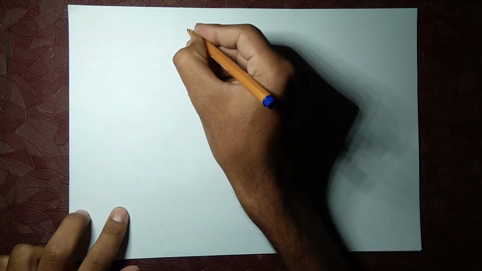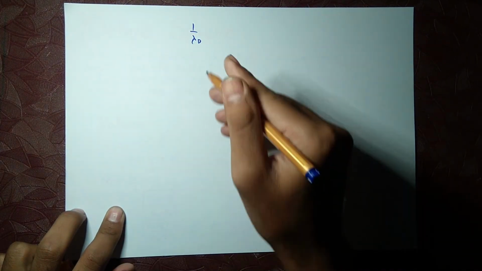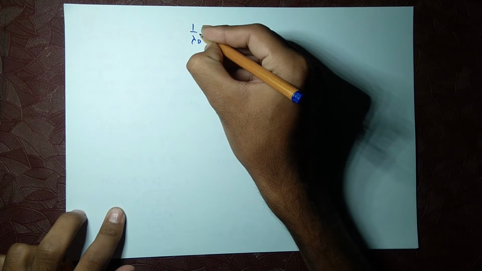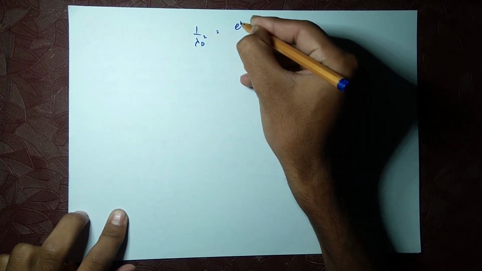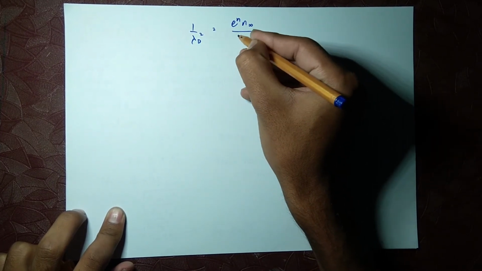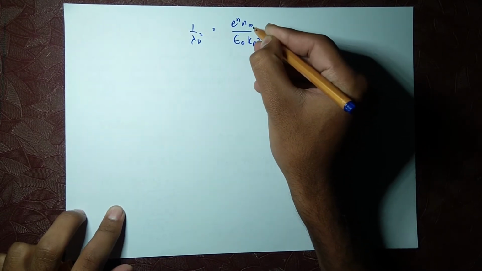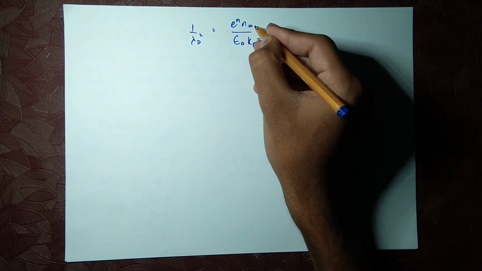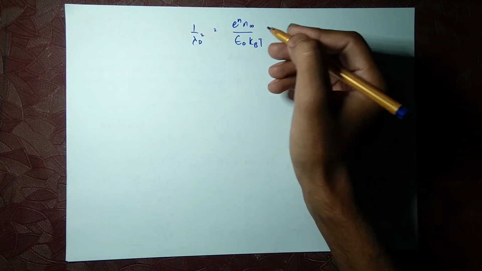What is the Debye potential? The last topic we left was 1 over lambda_D squared. If you look at our last topic, 1 over lambda_D squared was equal to e squared n infinity over epsilon naught k_B T. It was n infinity, or it was n naught. There's no big deal about it. It's just a representation.